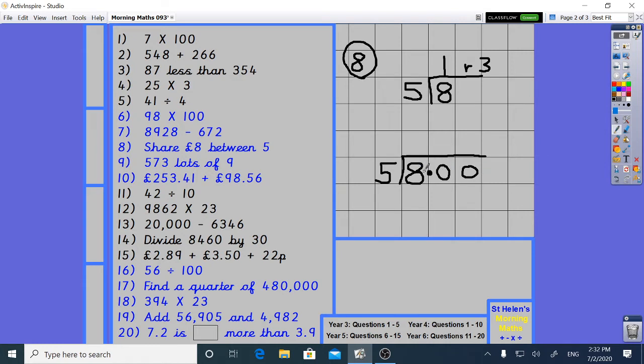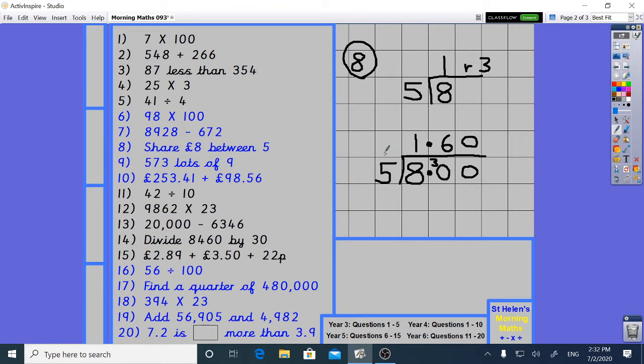£8 and no pence is just the same as £8, isn't it? So it's the same. You line up the point like we have been doing the last few days. How many 5s in 8? 1. Remainder 3 goes here instead of on the end. How many 5s in 30? 5, 10, 15, 20, 25, 30 is 6. How many 5s in 0 is 0.